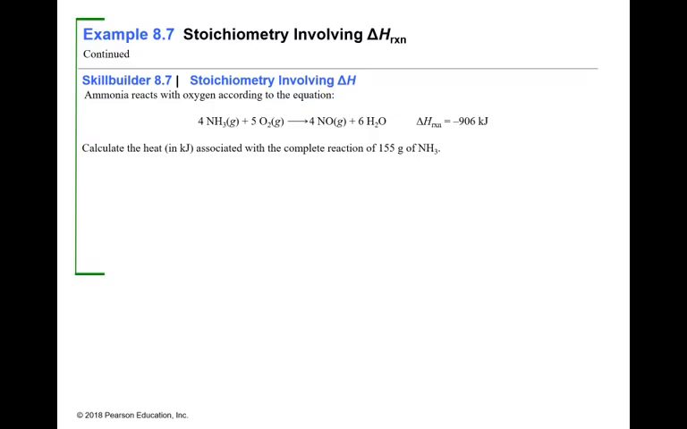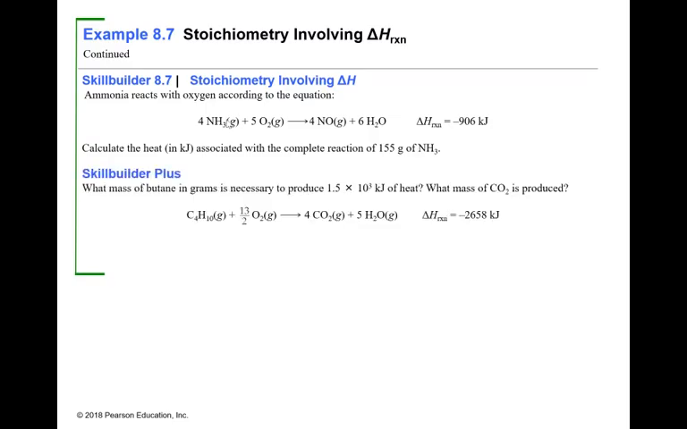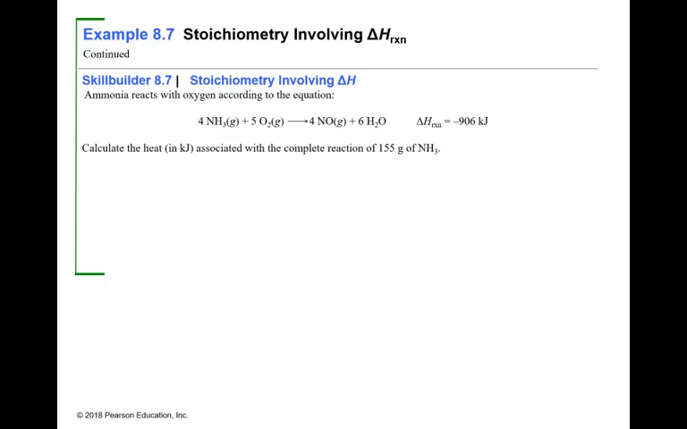Steps. Convert 155 g ammonia to moles using ammonia's molar mass, 17.03 grams per mole. Use the balanced equation to determine heat using delta H rxn. This is a very common type of test and lab problem.